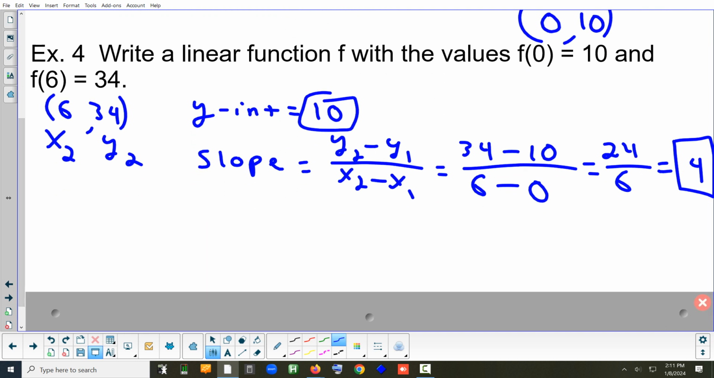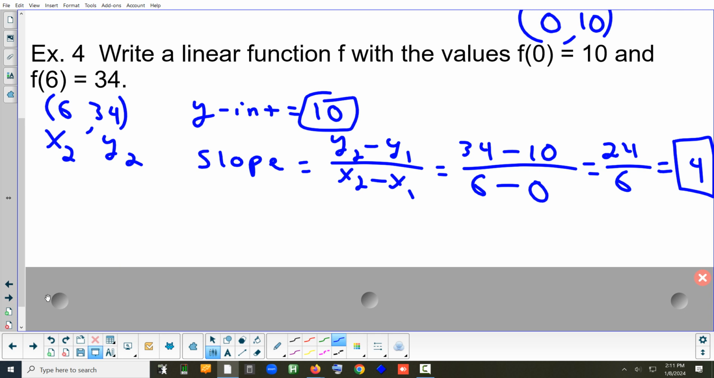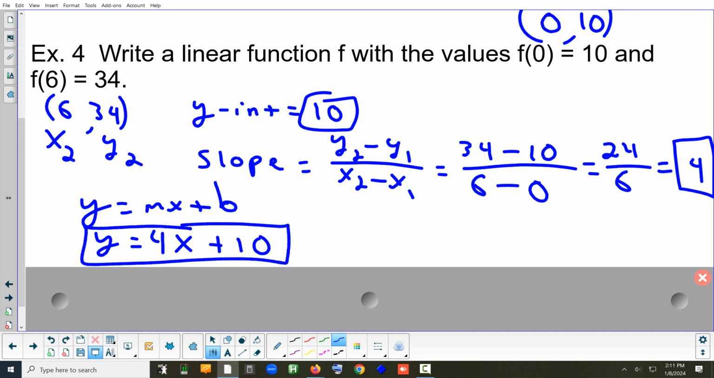We've got the slope. What's the equation we use for our final answer? Y equals mx plus b. And m this time is going to be 4. And what always goes right next to the slope? X. And what about the b? 10. Plus 10. Any question on that one?